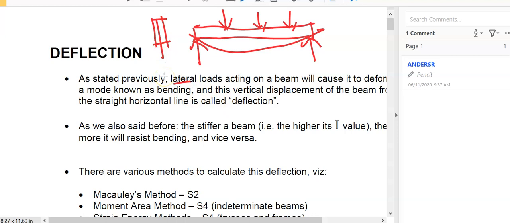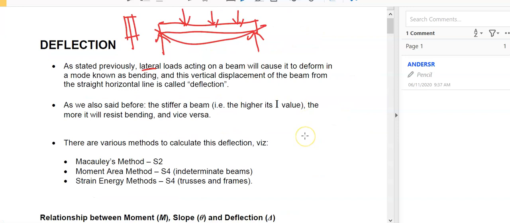As stated previously, lateral loads acting on a beam will cause it to deform in a mode known as bending, which is that over there. And this vertical displacement of the beam from the straight horizontal line is called deflection. So we're going to want to be able to work out that distance from there to there, the distance that this beam drops from there down to there. That is called the deflection, the vertical drop the beam undergoes under load.